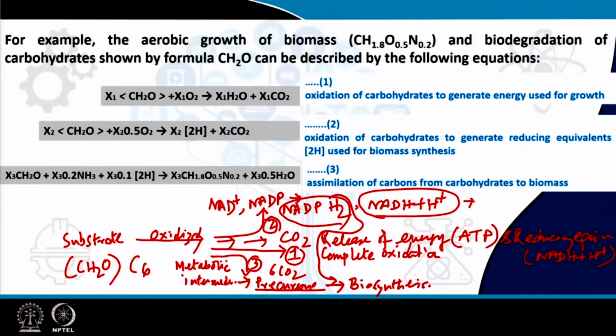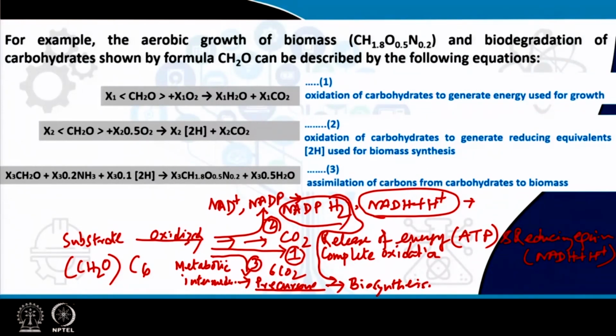paths. Now, how the cell adjusts itself with respect to choosing one or the other depends upon the cellular requirement and the substrates which are available. When the cell requires a high amount of ATP, perhaps the complete oxidation, that is the route number 1, will be allowed to produce more ATP to transport something or for certain other functions like flagellar movement, etc.